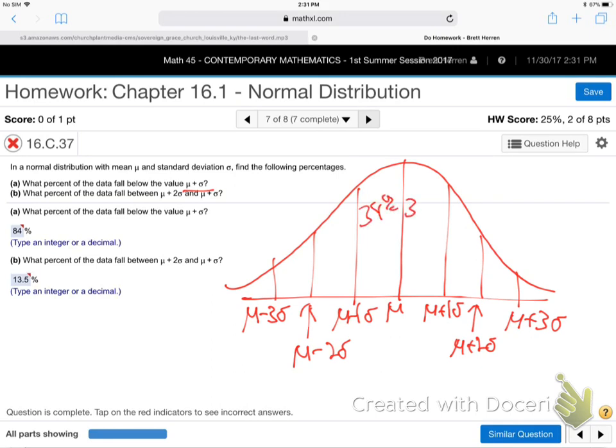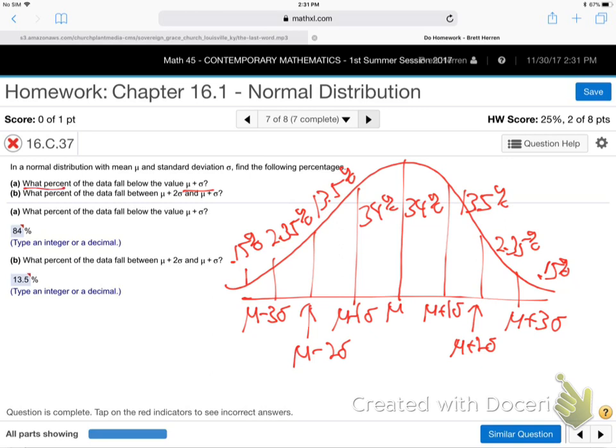34%, 34%. 13.5, 13.5. 2.35, 2.35, 0.15, 0.15 every time. Okay, what's their question now?